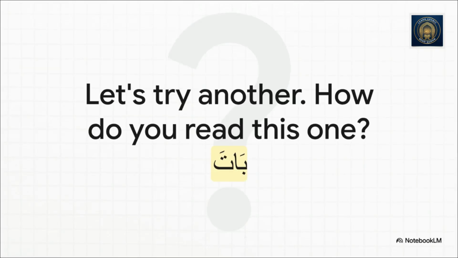Okay, let's do one more. Look at this word. We've got a ba with a fatha, but then it's followed by an alif, and after that, a ta with a fatha. What does that ba, fatha, alif combo tell you to do? Think back to our 2-beat rule. How does that alif change the sound? Take a second.